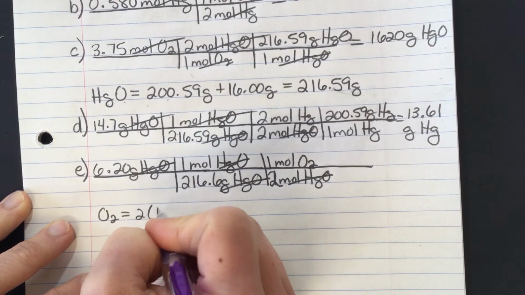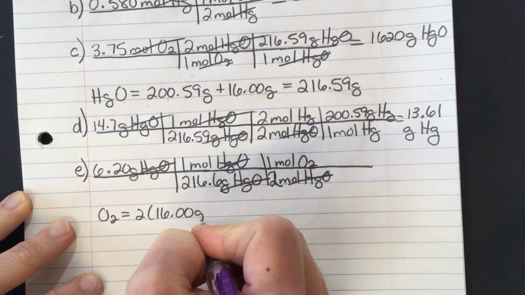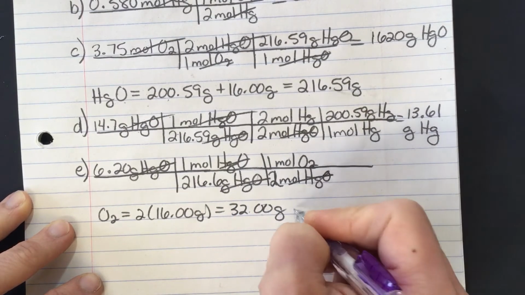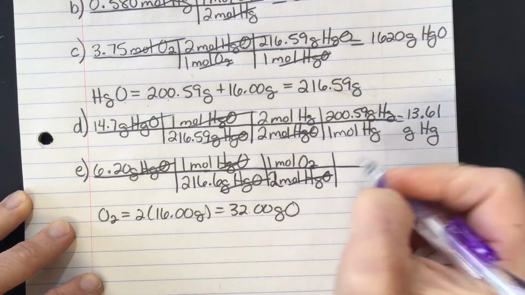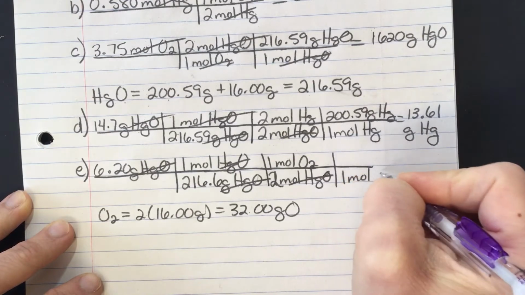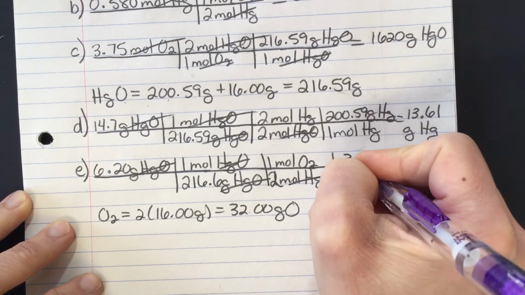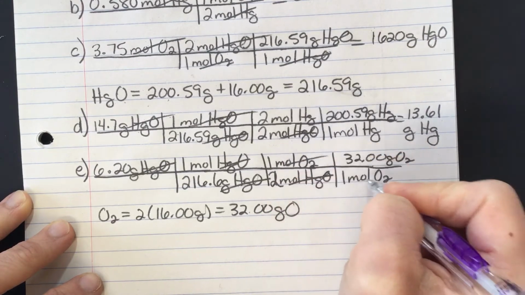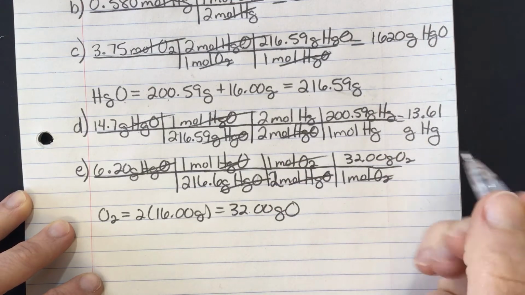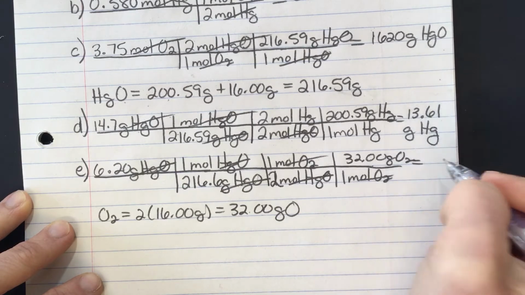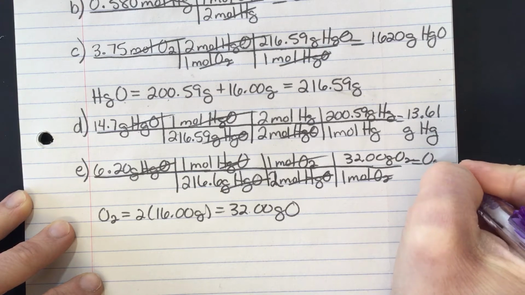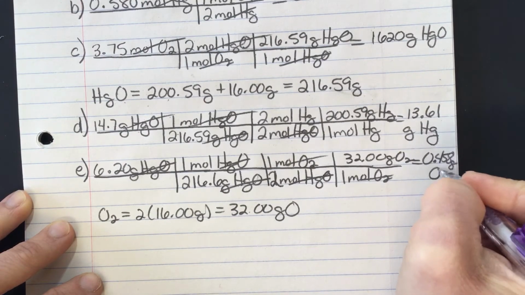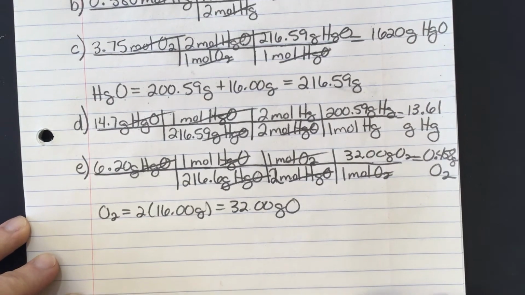mass. That's 2 times 16, which is 32.00 grams of oxygen. So 1 mole of O2 is 32.00 grams of O2. And so I get a grand total of 0.458 grams of O2.